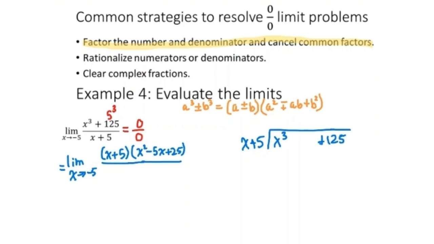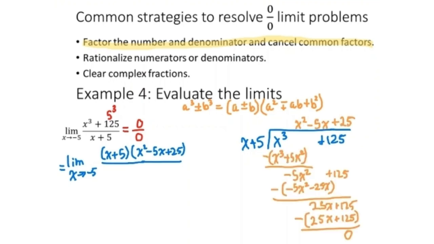If you need a refresher on how to perform long division of polynomials, please see my pre-calculus playlist in this channel. One of the videos goes over how to perform division of polynomials. And we do get through the division that the other factor of x cubed plus 125 is x squared minus 5x plus 25. So there are two ways we can go about factoring, one using special formula, the other way using division that we learned in pre-calculus. Now, as for the denominator, it cannot be factored any farther.